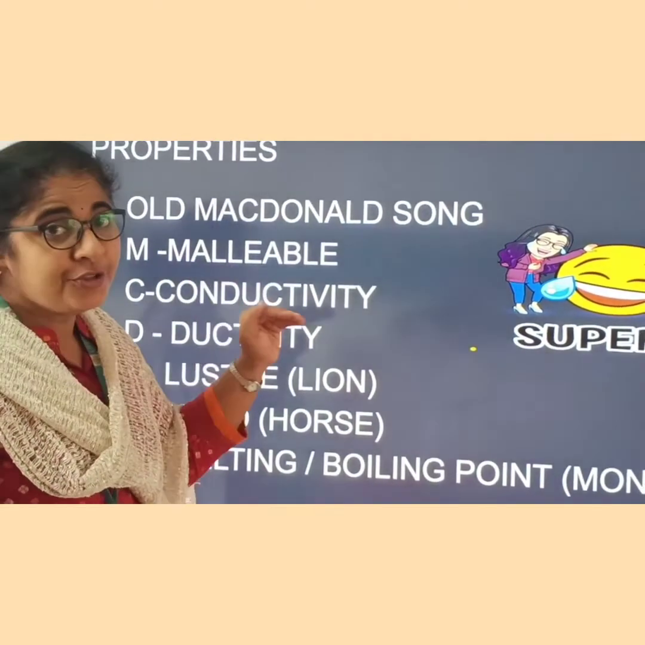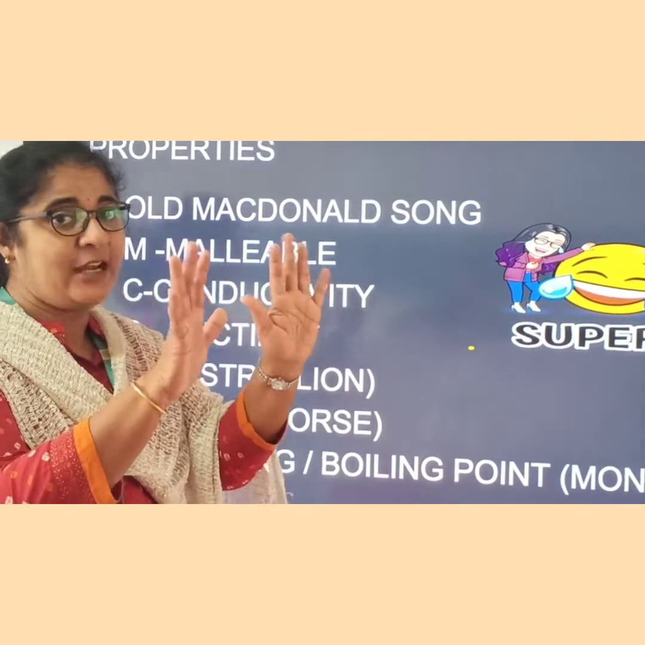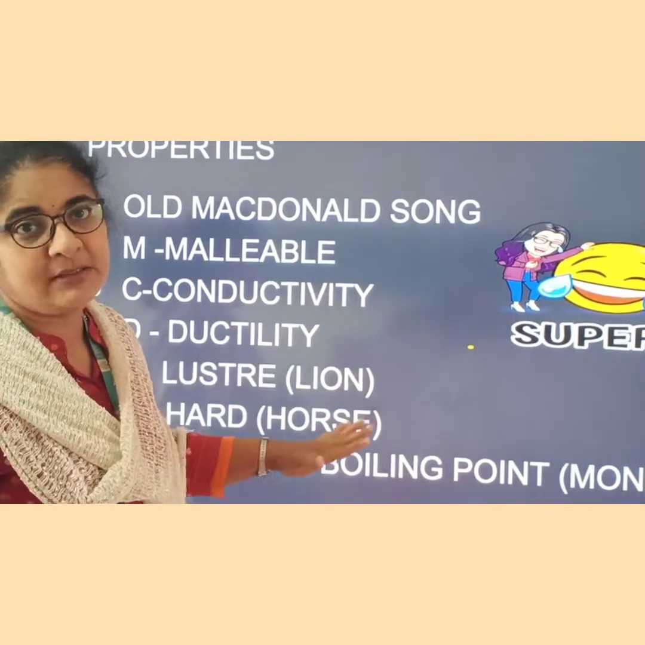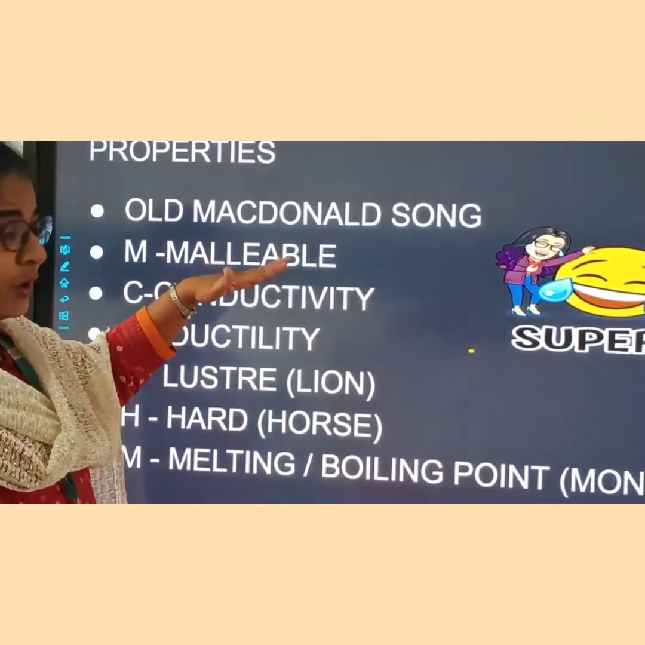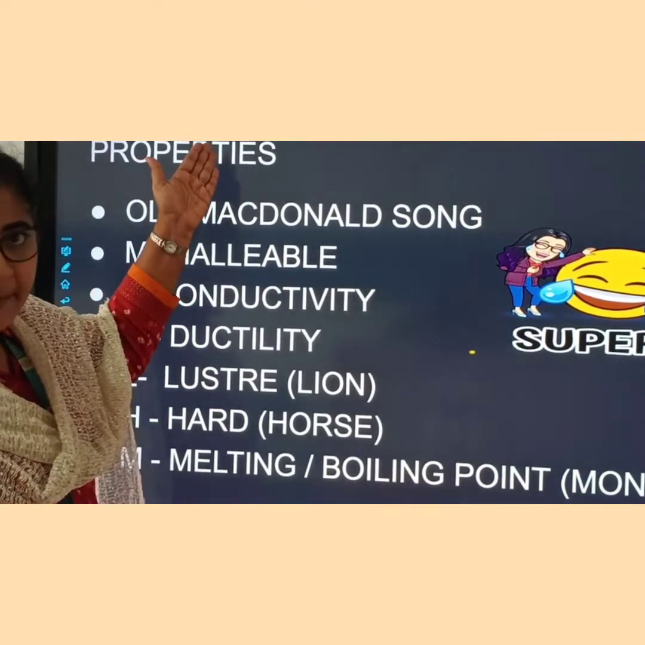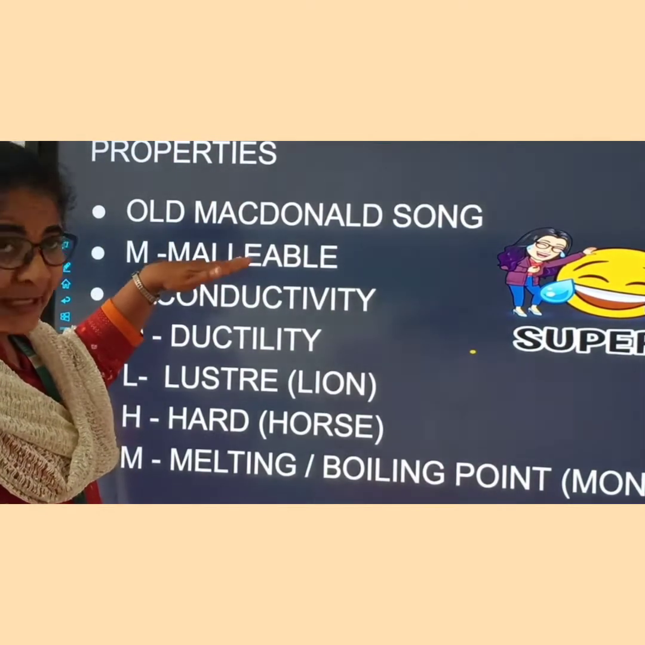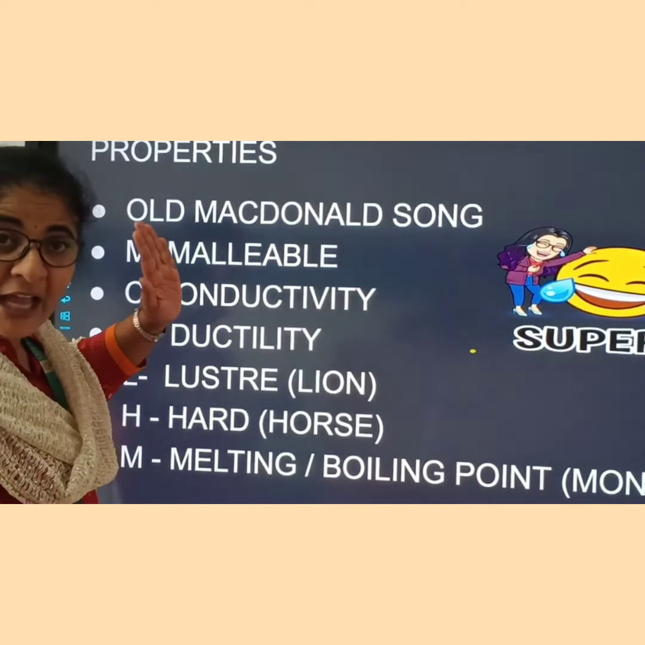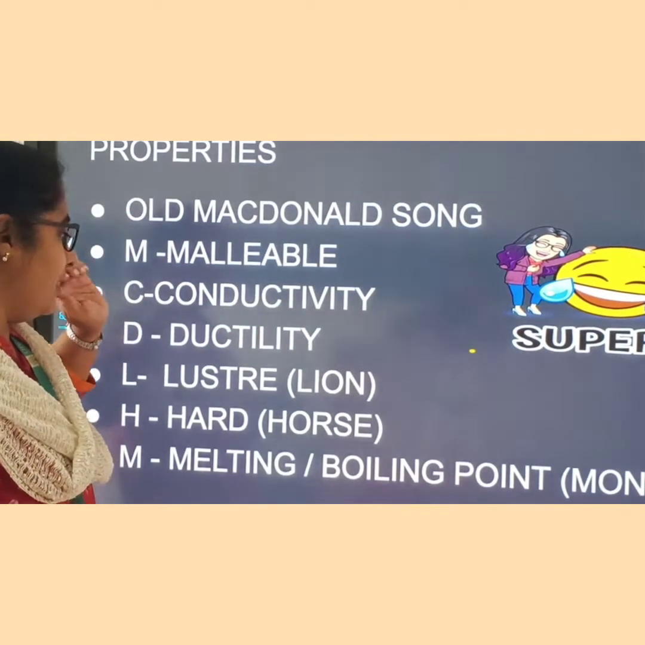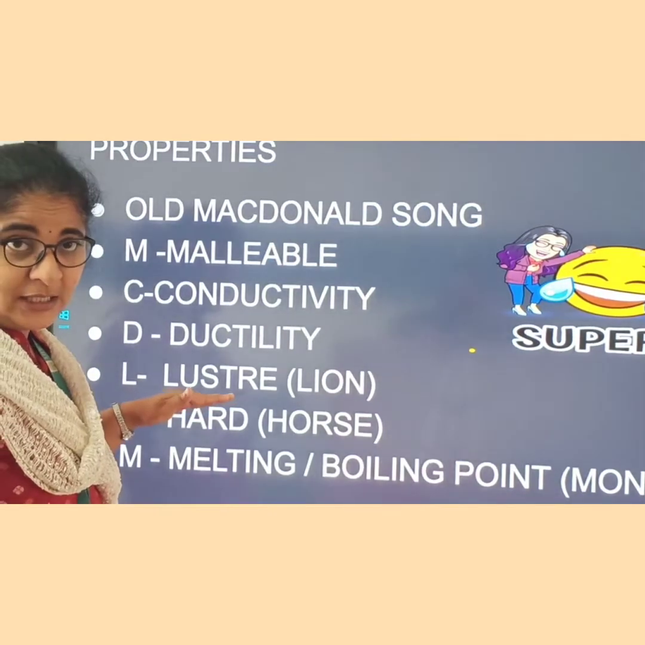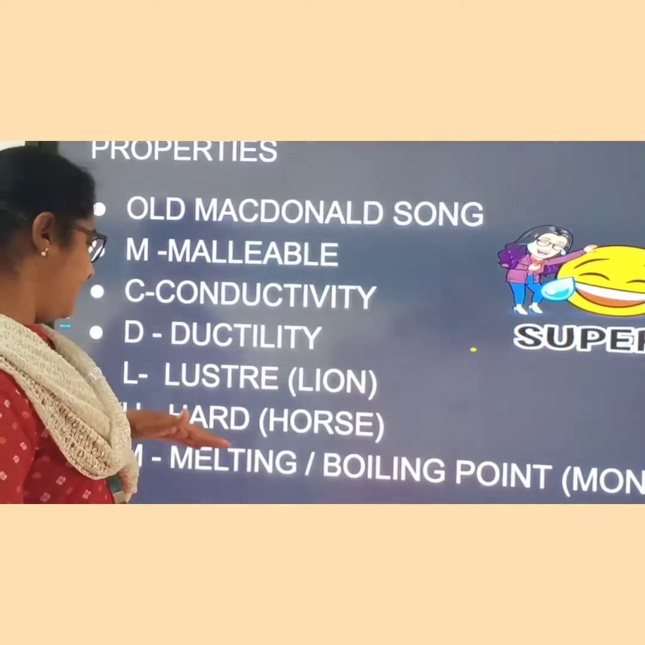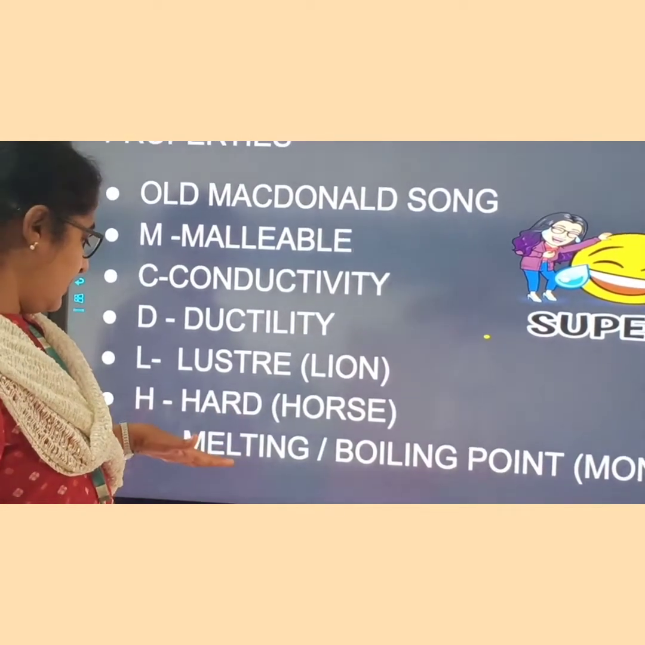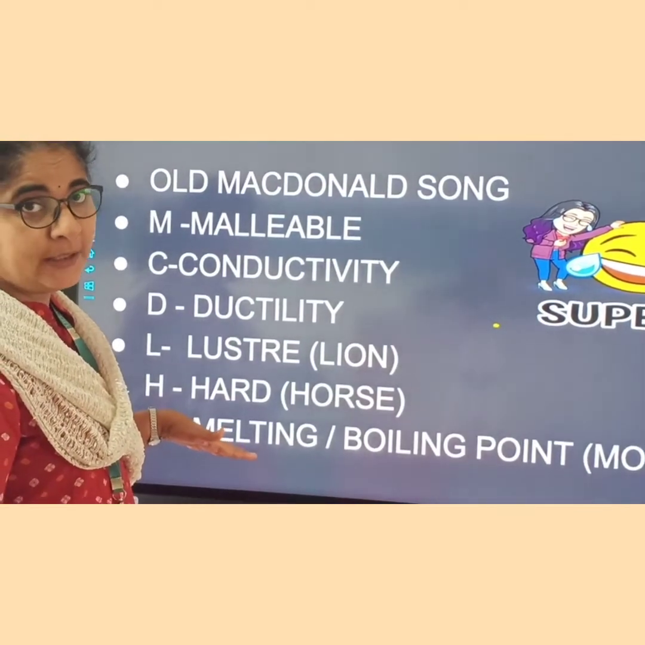Now I want you to remember these properties. There are 10 of them, and I want you to remember it this way. Old MacDonald, which is the element, should be malleable, should conduct heat and electricity, should have the property of ductility. Lustre, what is lustre? Lustre is shine, hard, and its melting and boiling point.